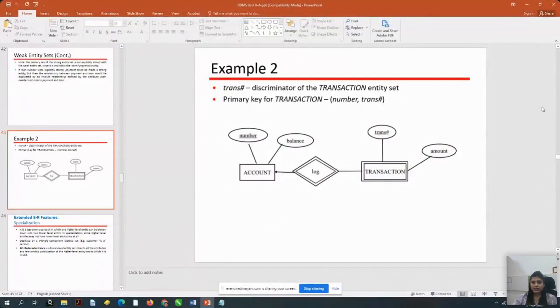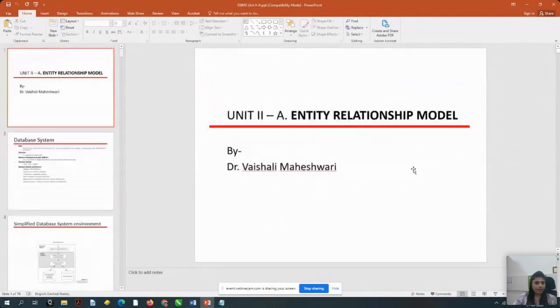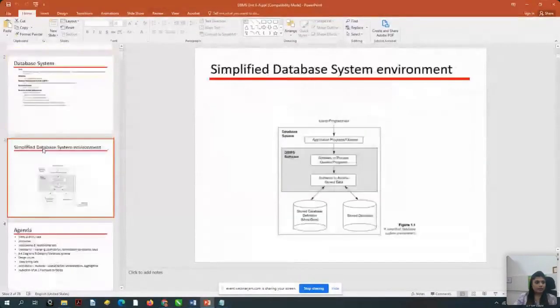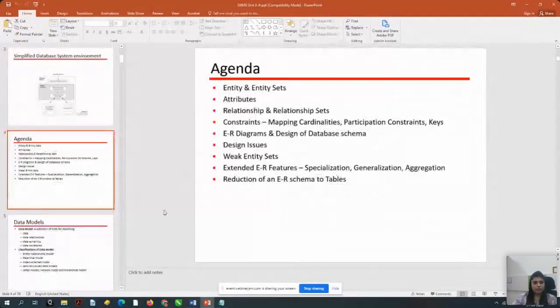So I quickly have a review. We have studied till here, weak entity sets. Now again, what is an entity? It is a distinguishable object in the real world, with attributes that define the entity.